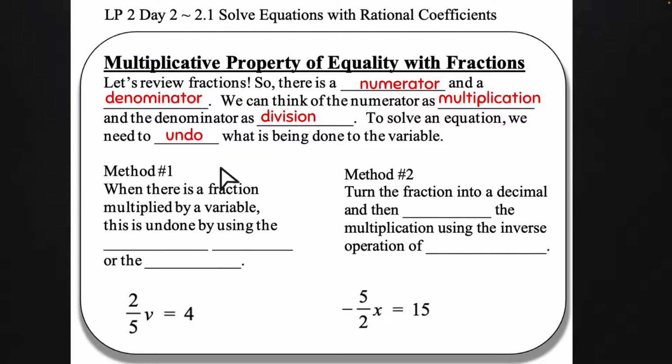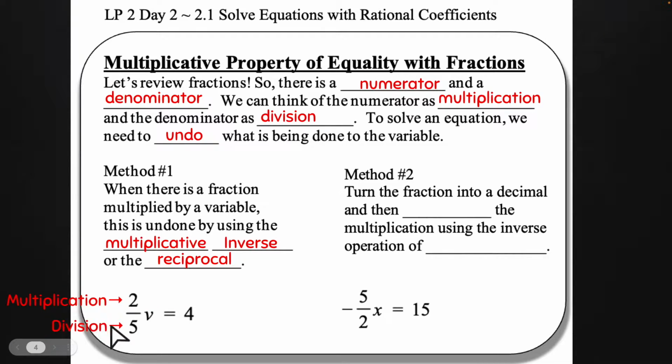So when there's a fraction multiplied by a variable, this is undone by using the multiplicative inverse or the reciprocal. So that's our first method. First I'm going to remind you, this is multiplication, this is division. So to undo multiplication, I would divide by 2. To undo the division of 5, I would multiply by 5.